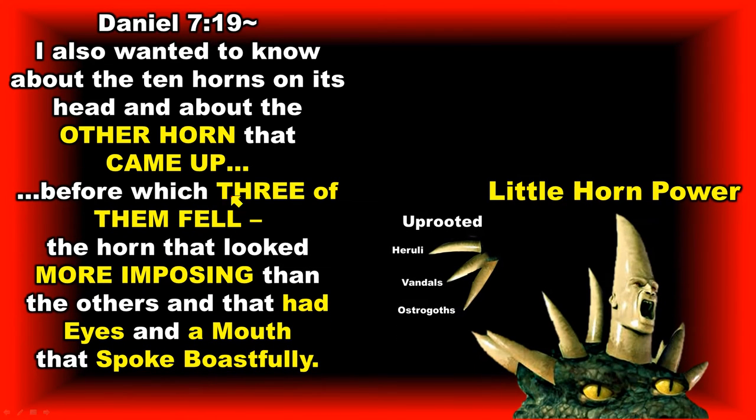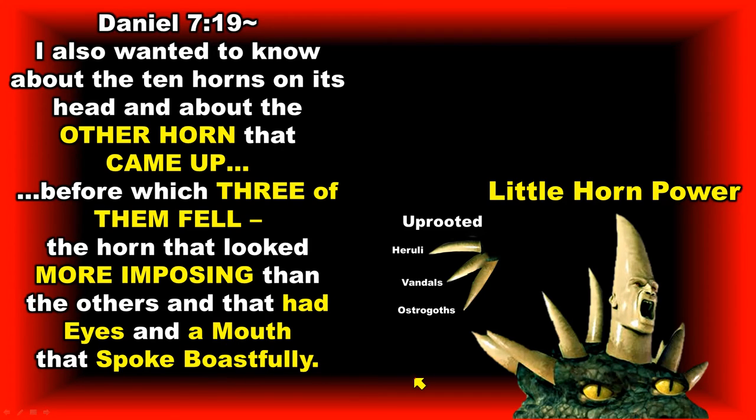Let's continue with Daniel, Daniel 7:19. I also wanted to know about the 10 horns on the head and about the other horn that came up. So Daniel was inquisitive. He was wanting to know more about these 10 horns. And he wanted to know before which three of them fell. The horn that looked more imposing than the others had eyes and a mouth and spoke boastfully.